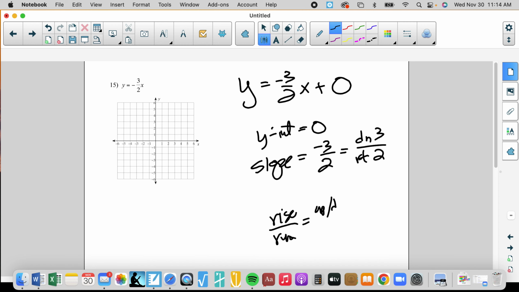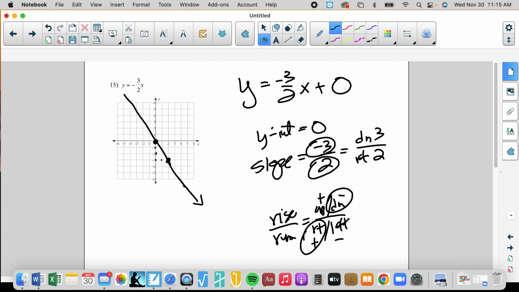Rise is up, down. Run is right, left. Up is positive, down is negative. Right is positive, left is negative. So when I have a -3, I'm going down 3. When I have a +2, I'm going right 2. So I'm going to plot my y-intercept, which is 0, and then I'm going to go down 3, 1, 2, 3, and right 2. And I make that dot. I'm going to write my coordinates, 0, 0, and this is 2, -3.